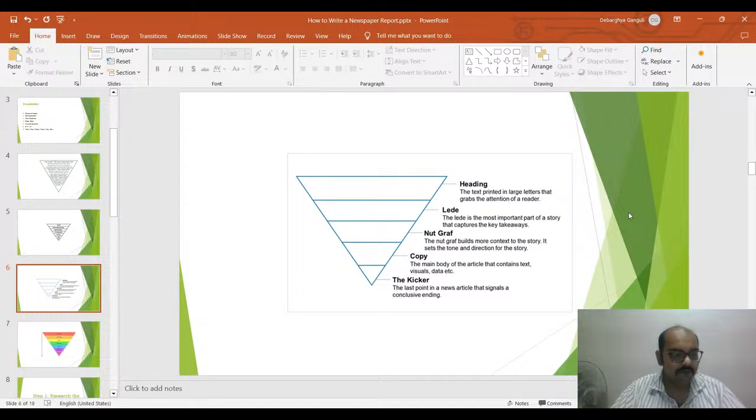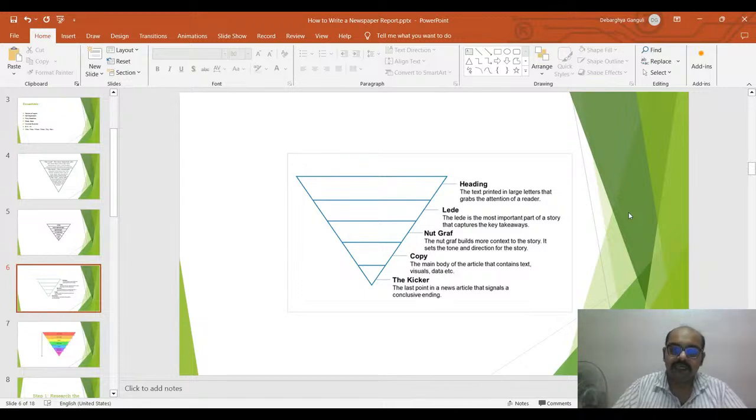And say if I am working in a news house which is pro the ruling party, then my nut graph will show what is going on. That is how my news will go on. Then we have the copy, which is the main body or the article that contains the text, the visuals, the data, because often news reports contain a picture.